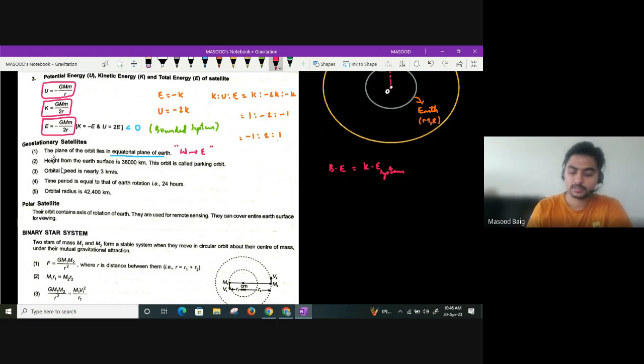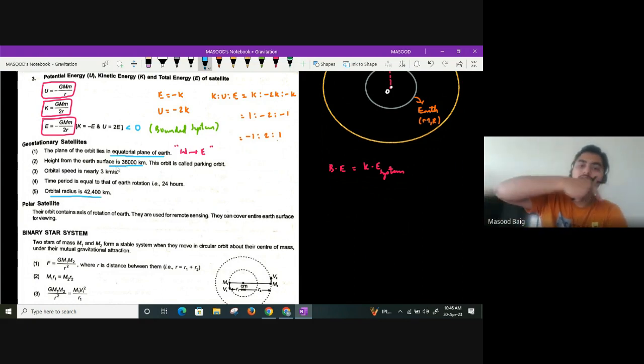Okay, and the height will be, from the surface it is 36,000 kilometers. So obviously from the center it will be 42,400 kilometers, which is also called as your orbital radius, guys. Distance of the satellite from the center of the earth is also called as orbital radius. For geostationary satellite it will be 42,400 kilometers. Height from the surface will be 36,000 kilometers.